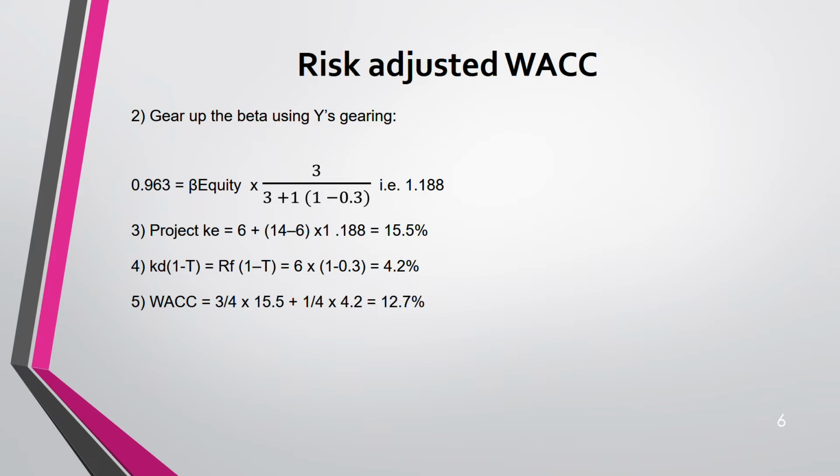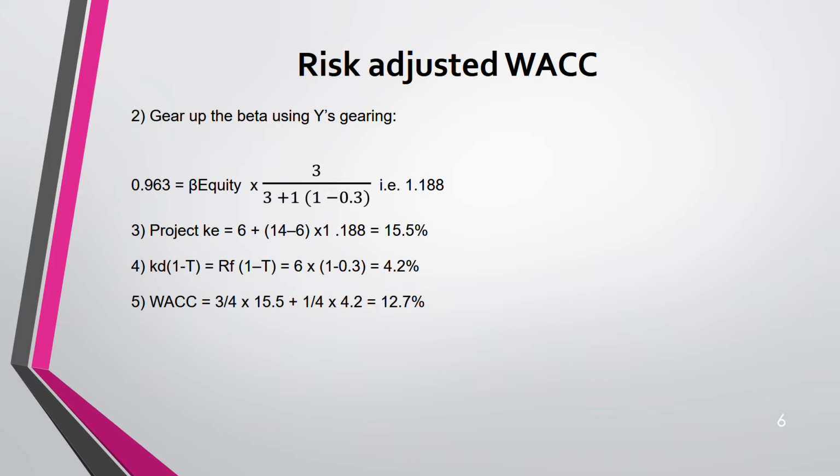Or you can do it in one go also: 1 over 4 into 6% into 1 minus 0.3. It will give you the same answer. So the final answer is 12.7%. That's your WACC.